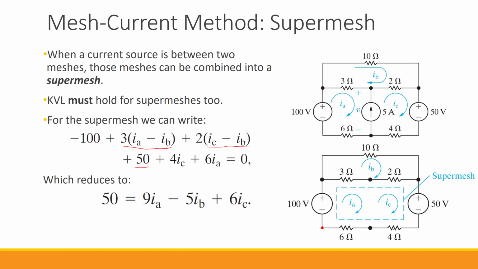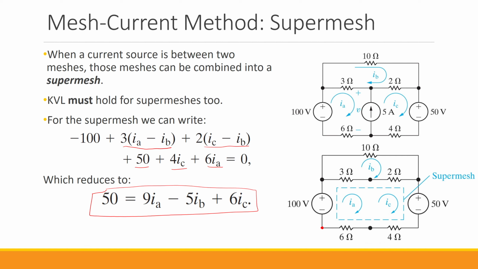Then we get to this 4 ohm resistor, which only has IC going through it. So we have 4 IC. And then we get to this 6 ohm, which only has IA going through it. We have 6 IA. So if we reduce this equation, if we basically factor out all the common parts, this is the equation that we get to. And this is practically the same equation that I calculated in the previous slide.